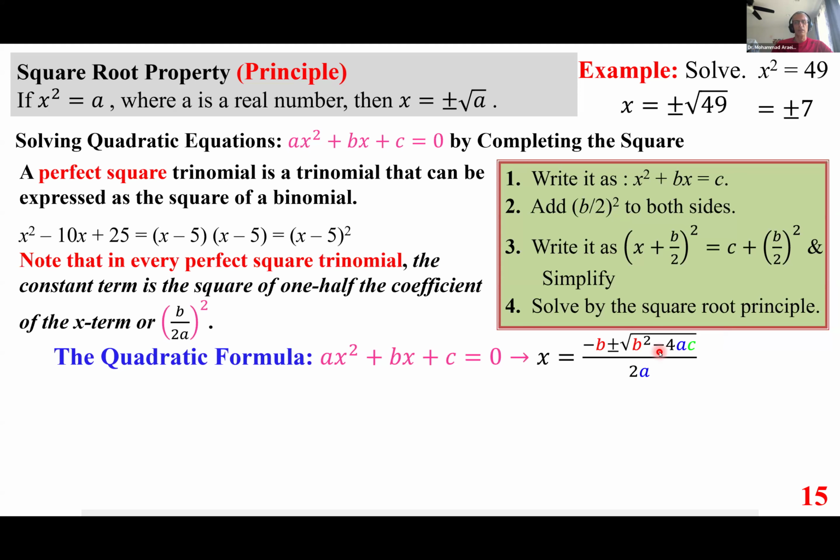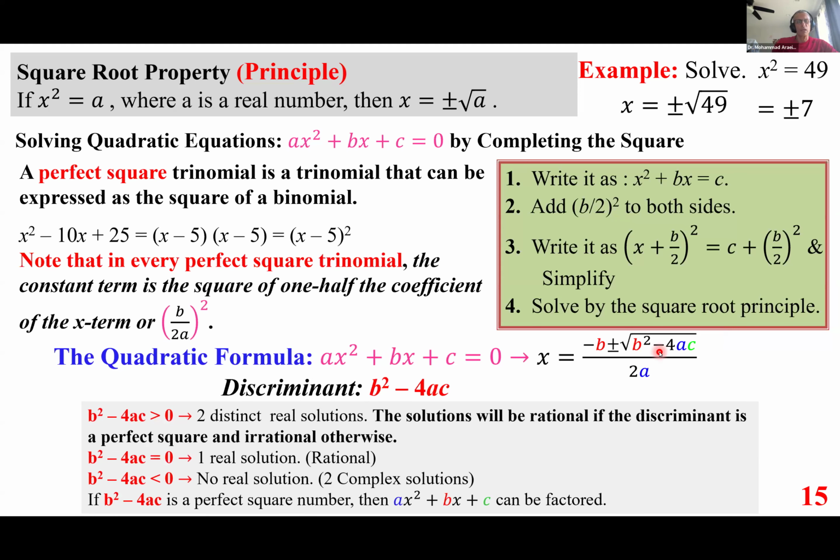It's called the discriminant. If it's positive, we have two distinct real solutions. The solutions will be rational if the discriminant is a perfect square and irrational otherwise. So, b squared minus 4ac, okay? If it's positive, we have two real solutions, and more specifically, if it's a perfect square, two rational numbers, which means we could have factored in the first place.